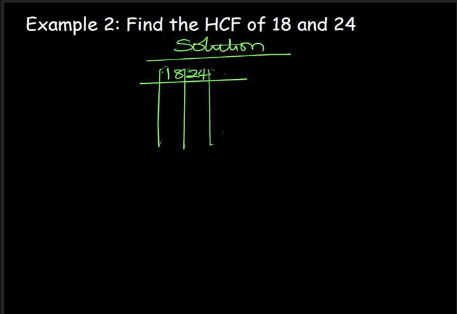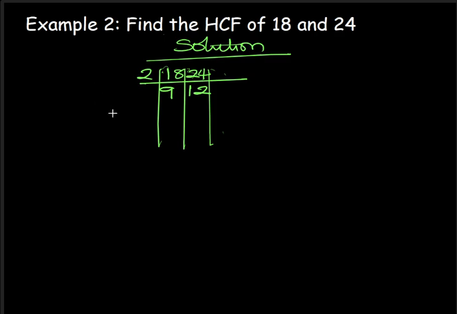Always do well to start with smaller numbers like 2, 3, 5. Okay, let's see. Now, 18 is an even number, 24 is also an even number. So that means 2 can divide them. So 2 into 18 will give us 9. 2 into 24 will give us 12. Okay, so if you want to try 2 again, 2 cannot divide 9, but it can divide 12. So we are not looking for those kinds of factors. We are looking for factors that can divide everything.